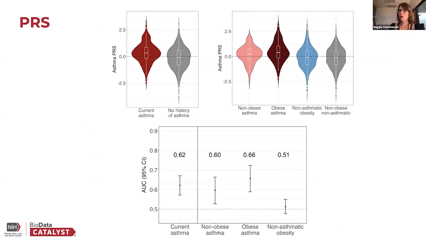Next, we made a polygenic risk score for asthma, and these plots are just showing the distribution of that polygenic risk score among individuals with asthma versus no history of asthma, and then with these asthma obesity phenotypes. One interesting thing to note here is that this is an asthma polygenic risk score, so not for obesity, but it's most elevated actually with obese asthma versus, say, non-obese asthma. And then when we look at how well this asthma polygenic risk score predicts our outcomes, we see the same pattern, that it's more predictive of obese asthma compared to non-obese asthma.